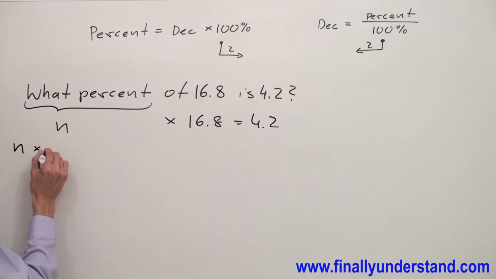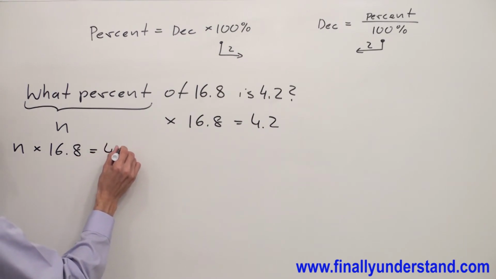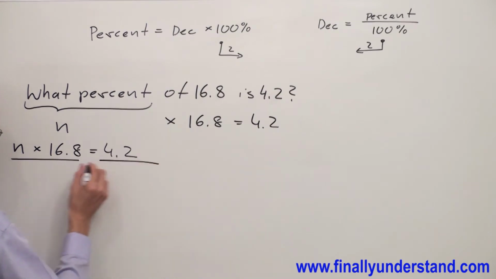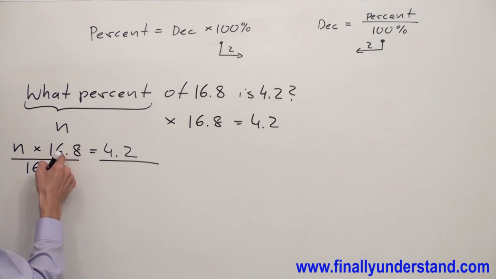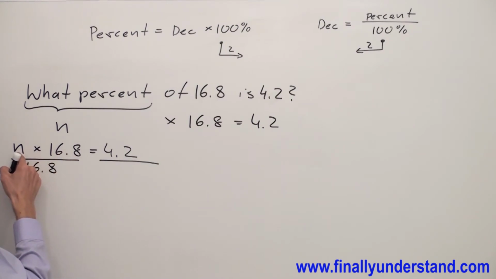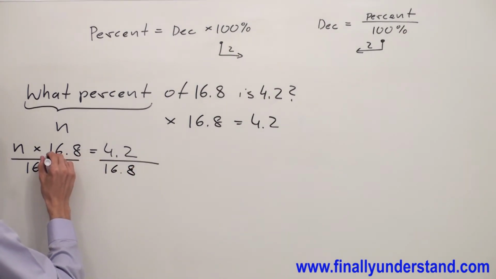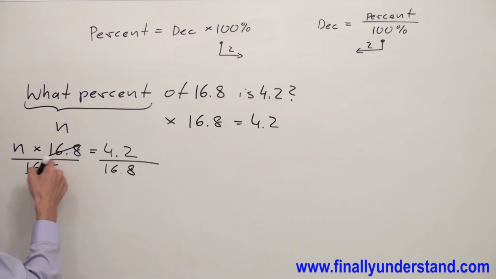I have n times 16.8 equals 4.2. Okay, and I want to find n. Anytime you are going to find n, you have to divide both sides of the equation by 16.8 in order to eliminate 16.8 from n. So I'm going to have 16.8. So 16.8 and 16.8 are going to be cancelled out because I have multiplication over here, right? So that's why they're going to be cancelled out.